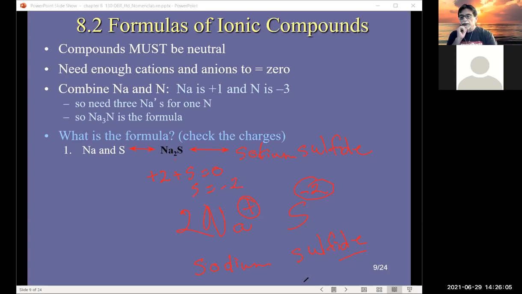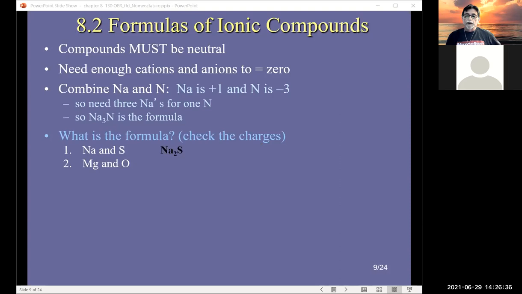Okay. Right? Because we know we're always going to know one or the other as far as the charge, depending on where they're at on the periodic table. Here we know both of them, sulfur and sulfide. But you could have an example where you don't know one, but you know the other. You may know the cation, but not the anion, or vice versa. Okay, this one.